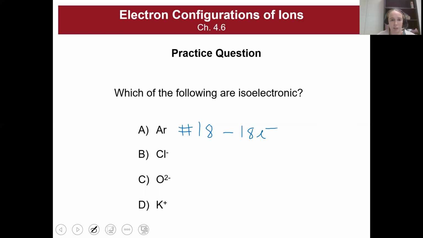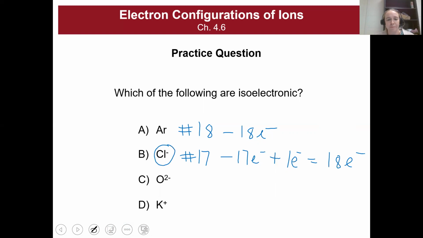Easy enough. It's a neutral atom, so it has 18 protons and 18 electrons. Chlorine is number 17 on the periodic table, so if it's an atom, it would have 17 electrons. But this is a chlorine -1 ion, so we had to add an electron to get to the chlorine anion, I should say. So we have 18 electrons here too. Cool. So far, A and B are isoelectronic.